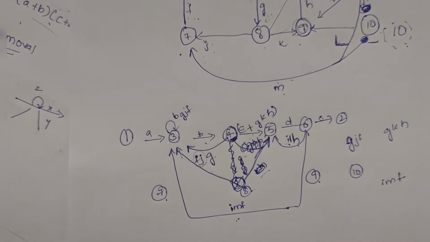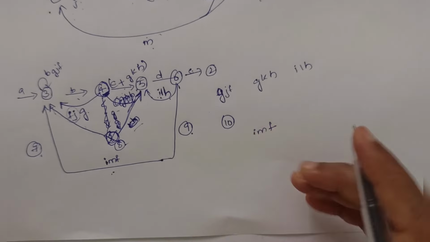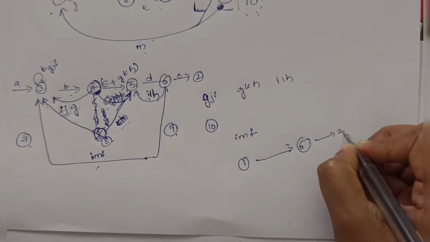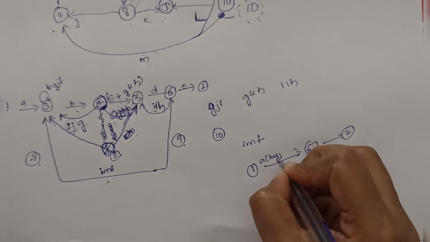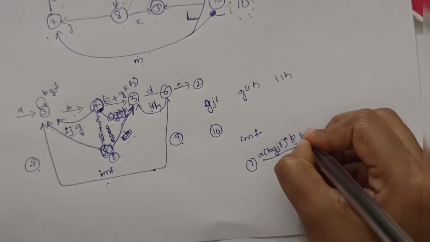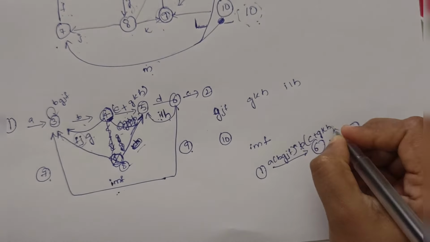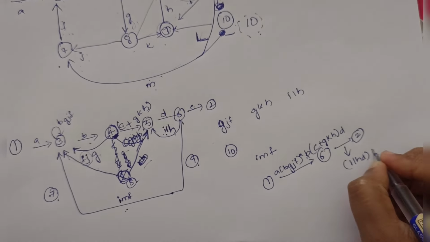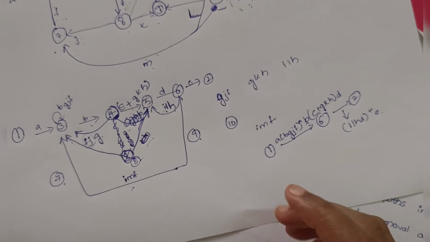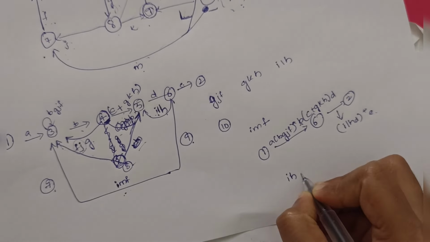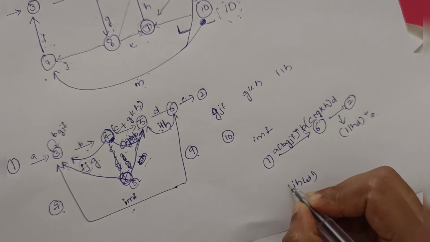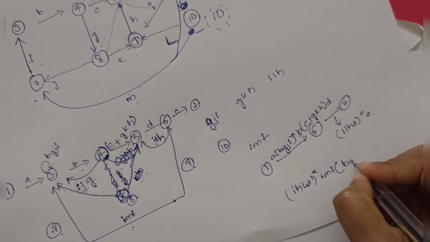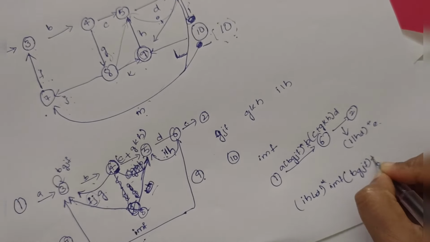Final diagram will be F into B, C plus G, K, H, D. Here we have I, L, H, D into A. Total we can write is I, H, L, D into I, M, F, B, G, for this self loop.